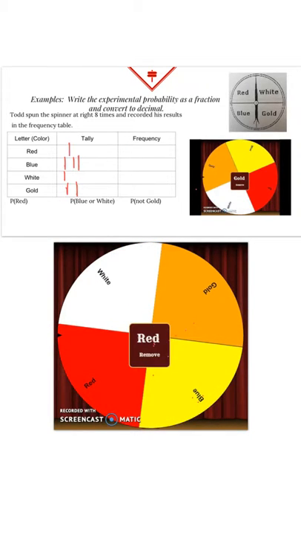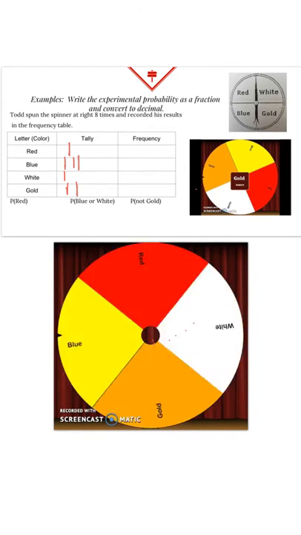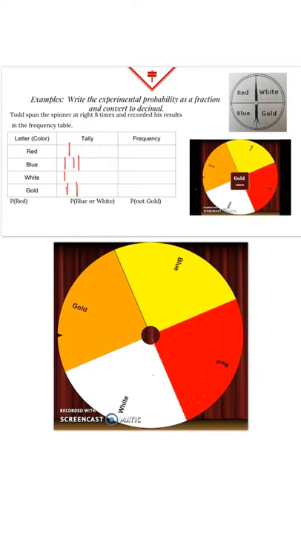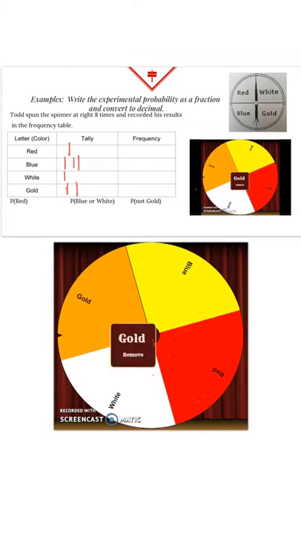We finally have a red. And our last spin is gold. That means that we had 1 red, 3 blue, 1 white, and 3 gold. The first question is, what is the probability of red?